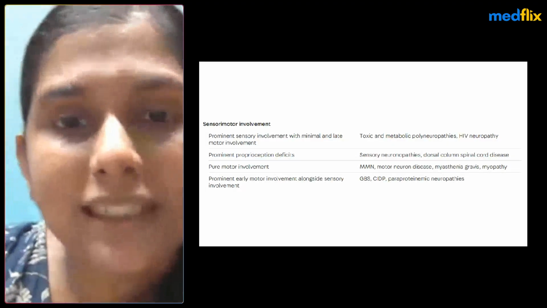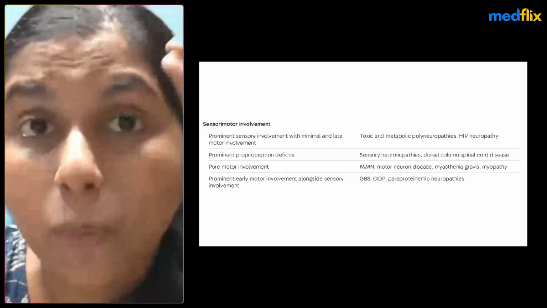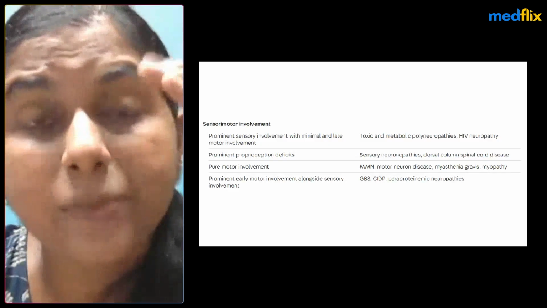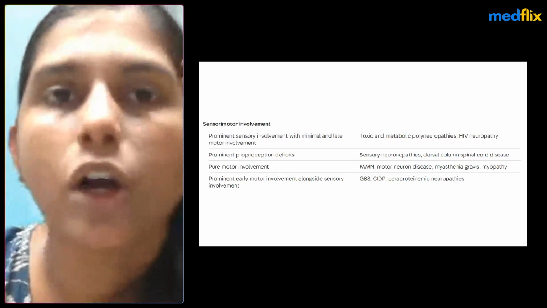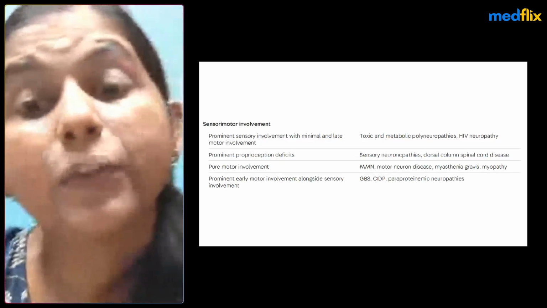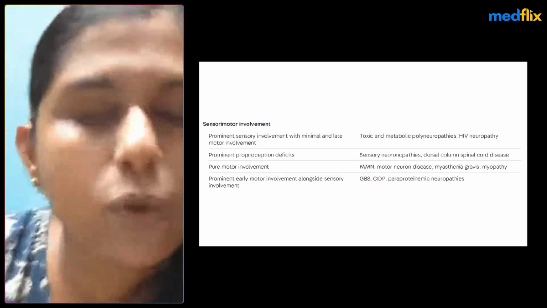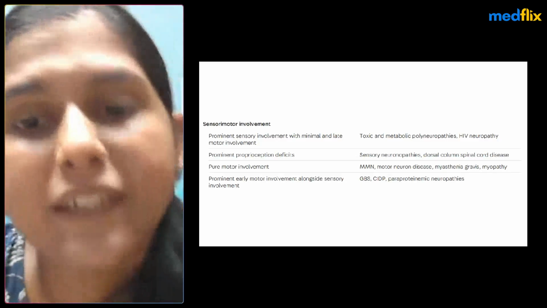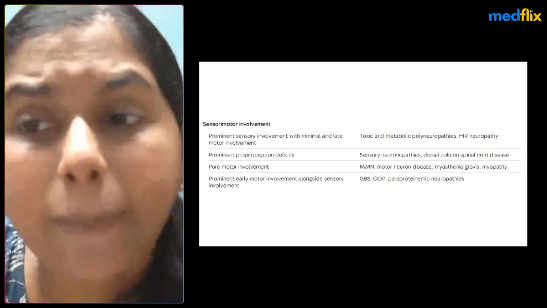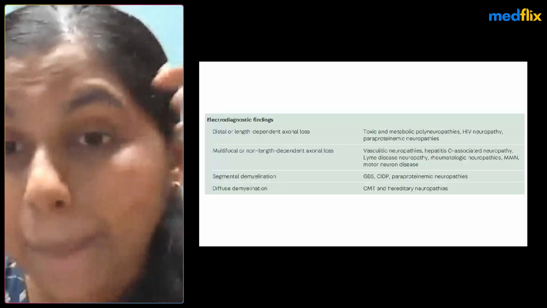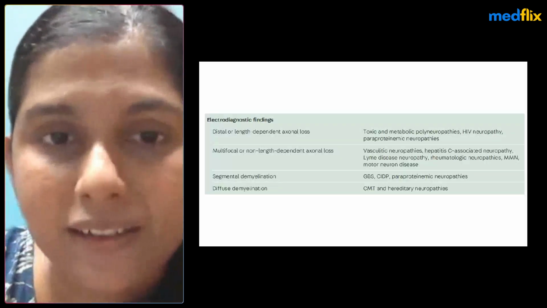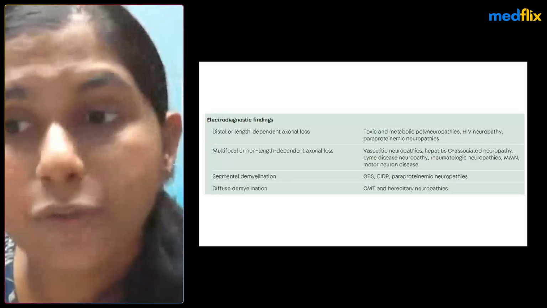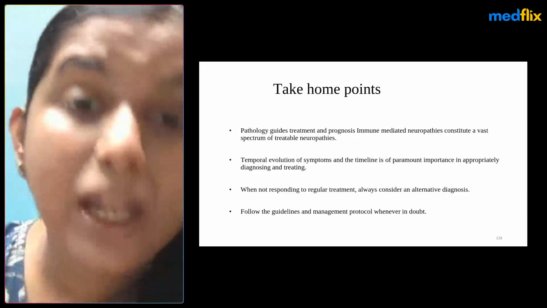If it is predominantly sensory with minimal and late motor, again, this is the most common one that we encounter, toxic metabolic. If it is prominent proprioception, this is sensory neuronopathy or a dorsal column spinal disease. If it is pure motor, it is multifocal motor neuropathy. If it is predominantly early motor involvement with sensory involvement, it can be GBS, CIDP, paraproteinemic neuropathies. And based on the electrodiagnostic findings, again, the distal multifocal segmental demyelination or diffuse demyelination, this we have already discussed.